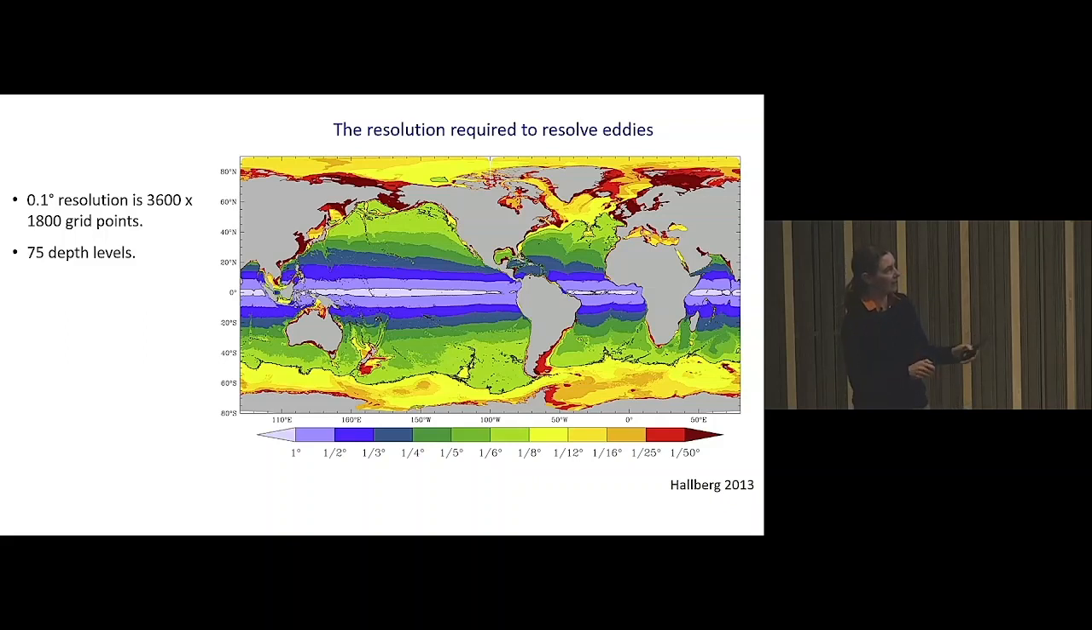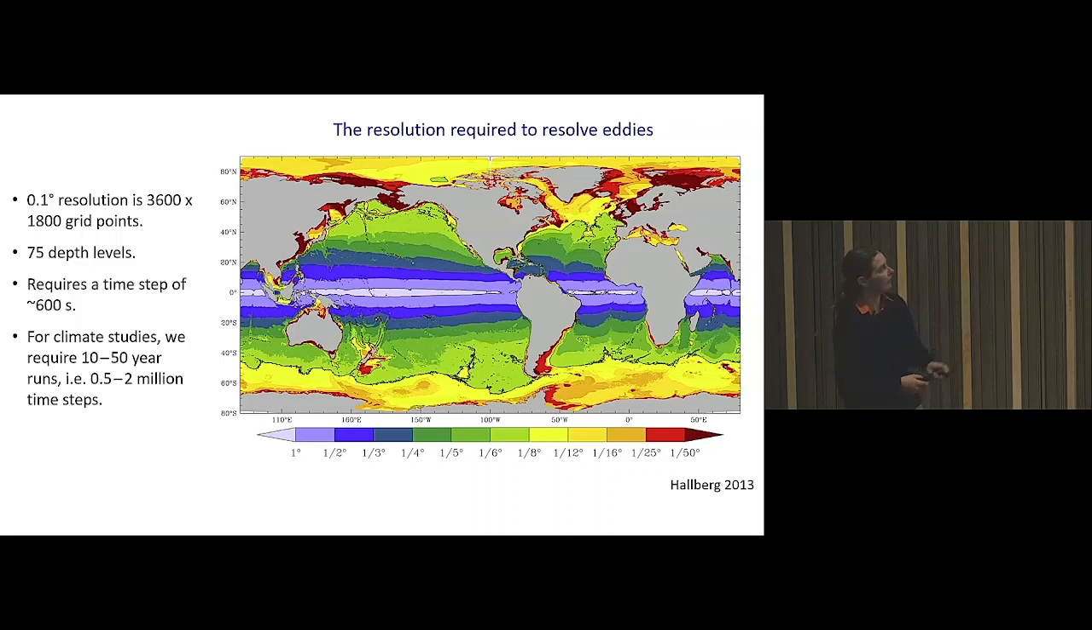Okay, so what does this mean in terms of how expensive our simulations end up being to run? The workhorse model, the high resolution global model that we use in Australia, is 1/10 of a degree resolution. So it's mostly eddy resolving across most of the world. This is 3,600 by 800 grid points. We use 75 depth levels. This requires, for numerical stability, a time step of around 600 seconds. And for climate studies, we need at least 10 to 50 years for something interesting to happen when we perturb the model. So getting up to a million time steps or so. So that's the justification of why we need to run these things on supercomputers.